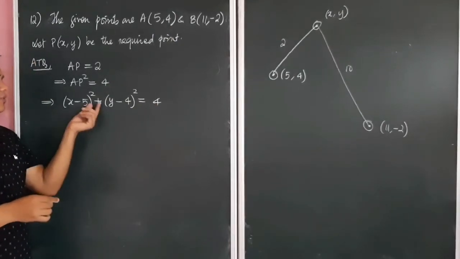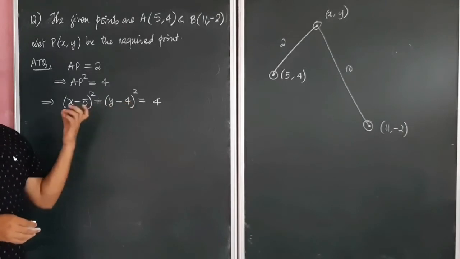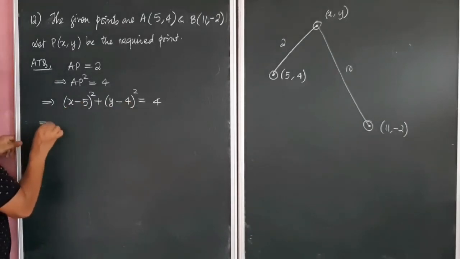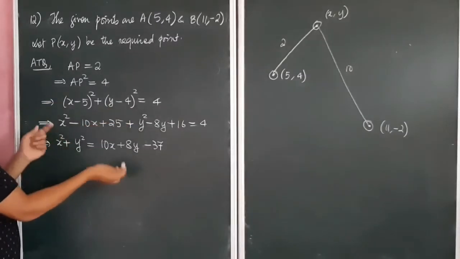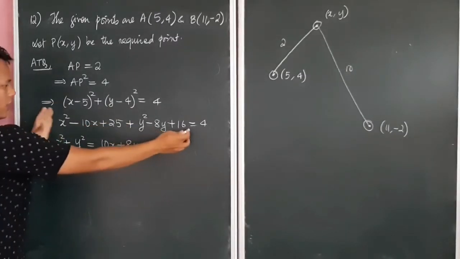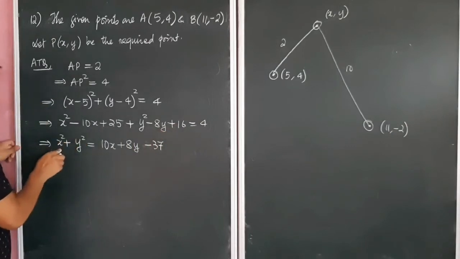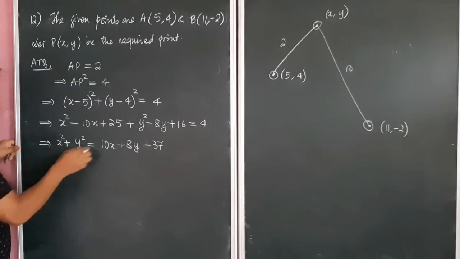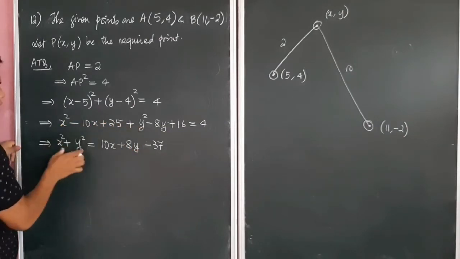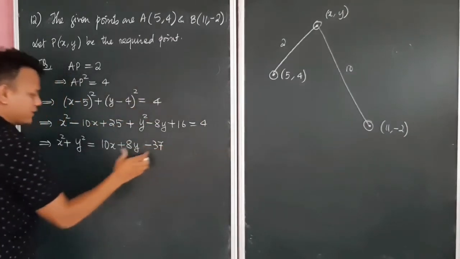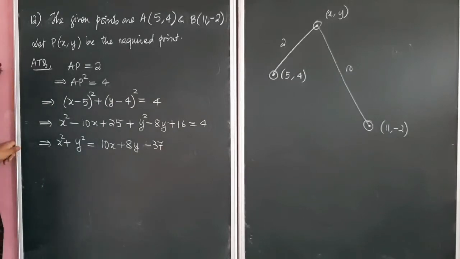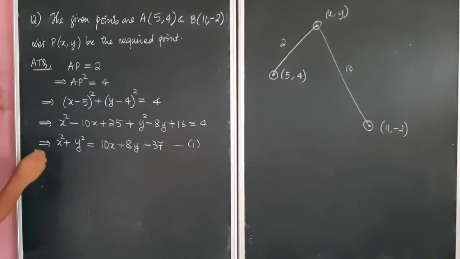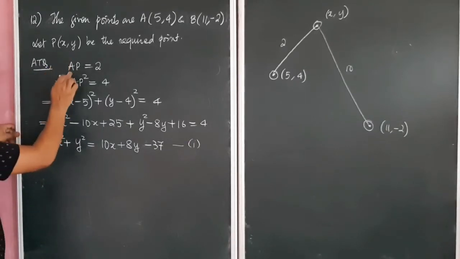Now again we have a minus b whole square, so let us put the formula for a minus b whole square here and simplify it further. When you simplify this, you will get this, and from here I am finding the value of x square plus y square, why you will understand later. Keep x square and y square here, take everything to the right hand side, and you will get this after simplification. Let me call this equation 1. According to the question, this is my first condition, that AP has to be 2.